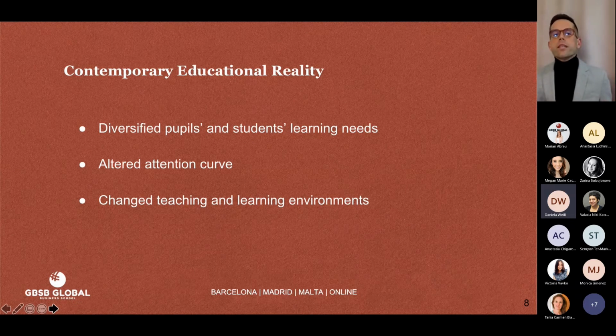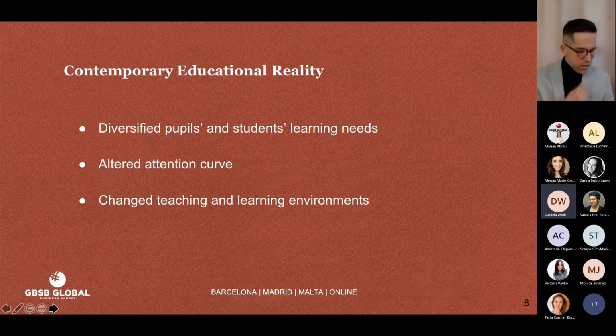Our educational reality is faced with diversified pupils' and students' learning needs. Our educational reality is faced with an altered attention curve. For instance, a Canadian researcher's study done in the early 2000s emphasized that the average attention span of humans decreased from 12 seconds to 8 seconds. Classroom attention span decreased from the range of 15 to 20 minutes to a range of 7 to 10 minutes.